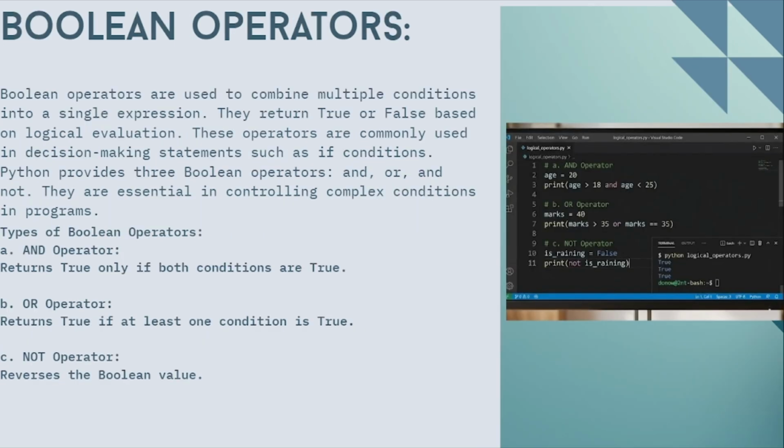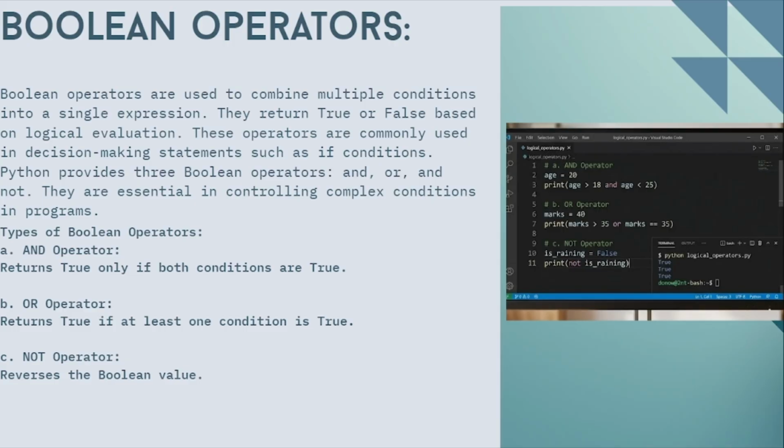Next, we have boolean operators. Boolean operators are used to combine multiple conditions into a single expression. You can use them to write multiple conditions in a single statement. They return true or false based on the logical evaluation. These operators are commonly used in decision making statements, mostly in programs like finding a leap year. You use boolean operators in statements such as if condition, else condition.